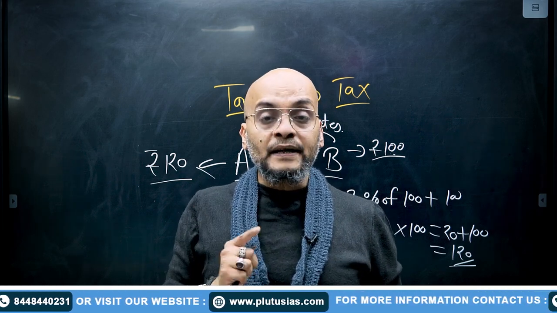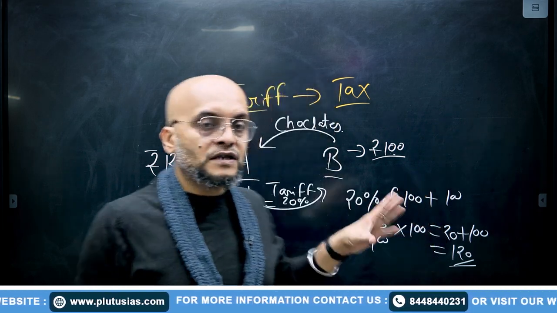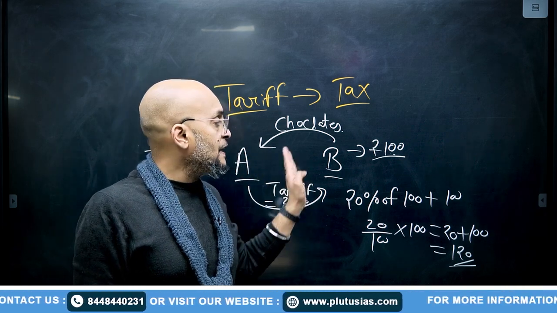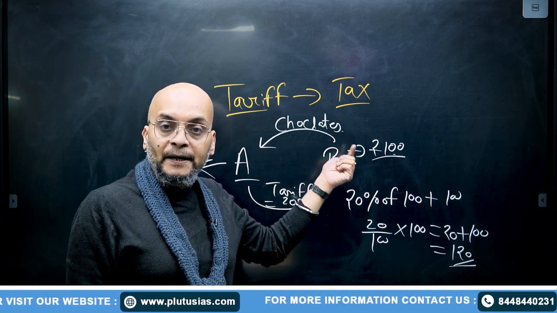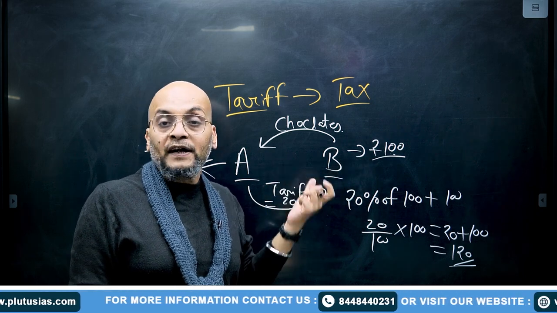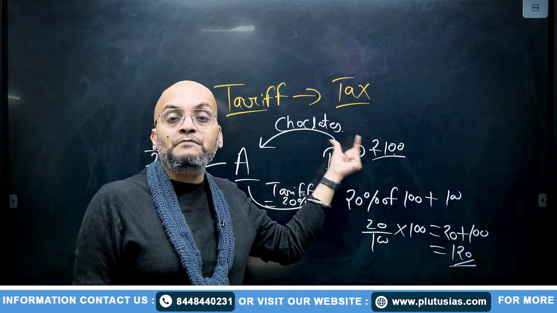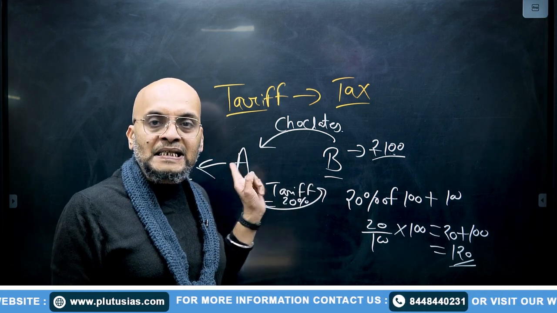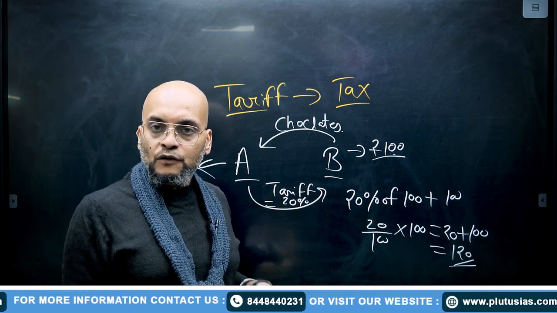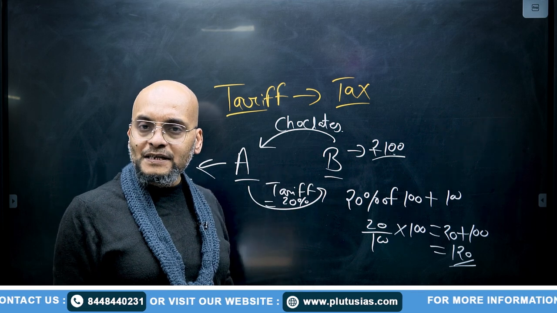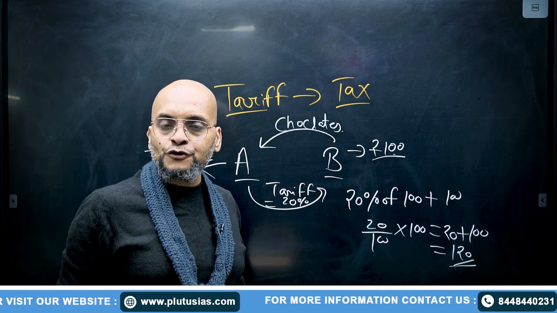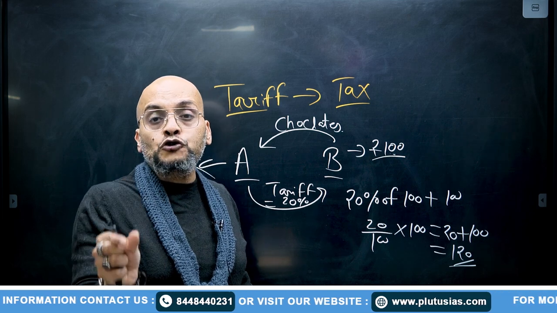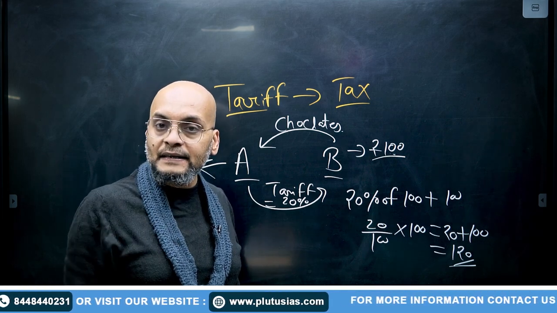Why? Because when imports reduce, take this example only. When country A applied a tariff on the chocolates that were imported from country B, what actually happened? These chocolates became costlier, they became expensive. Now, the citizens of country A, for them, this chocolate is expensive. They will not purchase this chocolate. Rather, they will opt to purchase the chocolates produced domestically in their country.